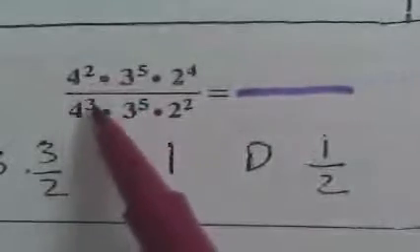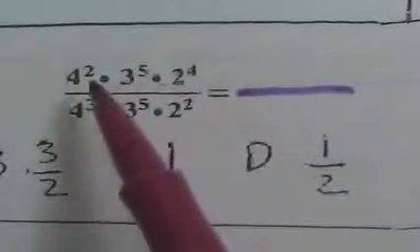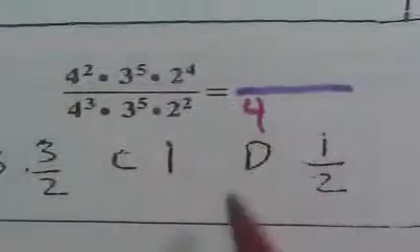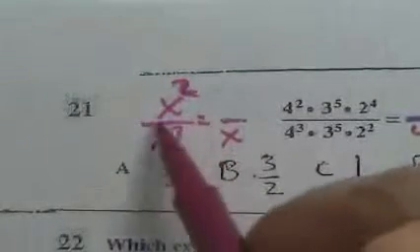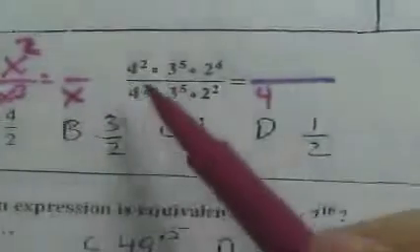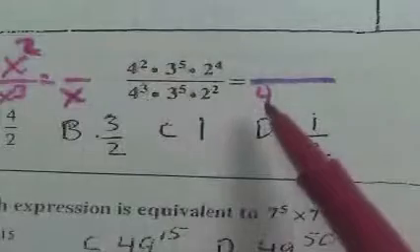Number 21. Notice that we have 3 4s on the bottom, 2 on top. So that means we're going to have 1 4 on the bottom. Because remember, if you have 2 x's on top and 3 x's on the bottom, you're going to end up with 1 x on the bottom. Same thing goes with the 4s. You have 2 on top, 3 on the bottom. You're going to have 1 of them on the bottom.